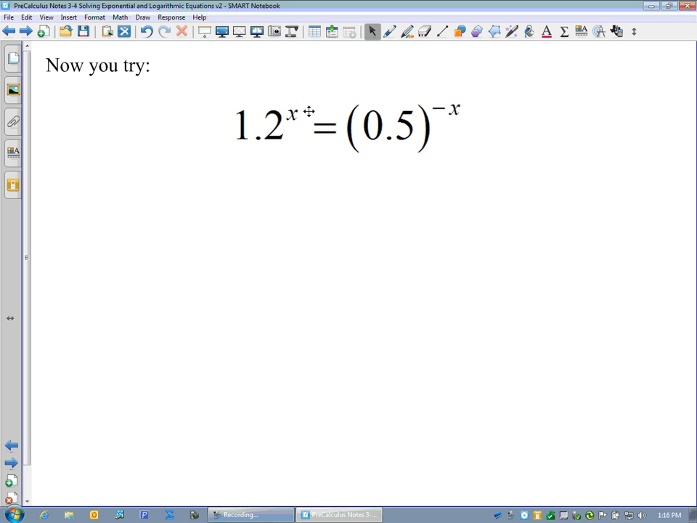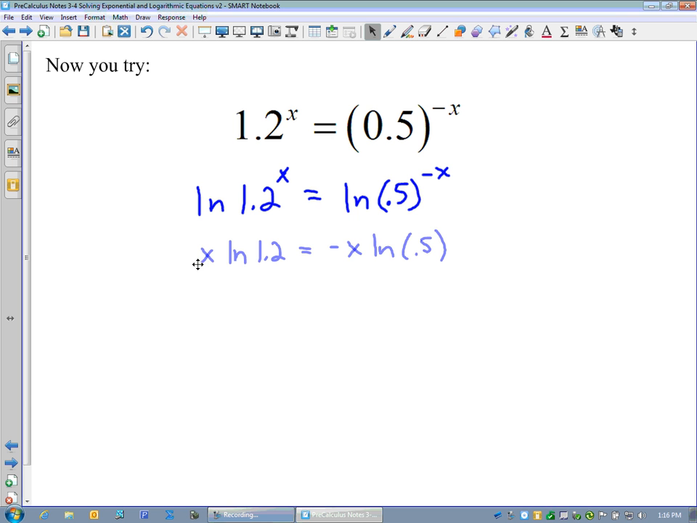And of course, first thing I want to do, I want to get at those variables in the exponent, so I'm going to take a log of both sides. I choose natural log. But like I said, this can be done with any log. But when I choose natural log, now I have a way to pull that x out of the exponent using the power property. And same thing with the negative x, I'm going to pull out front to be a negative x as the coefficient.